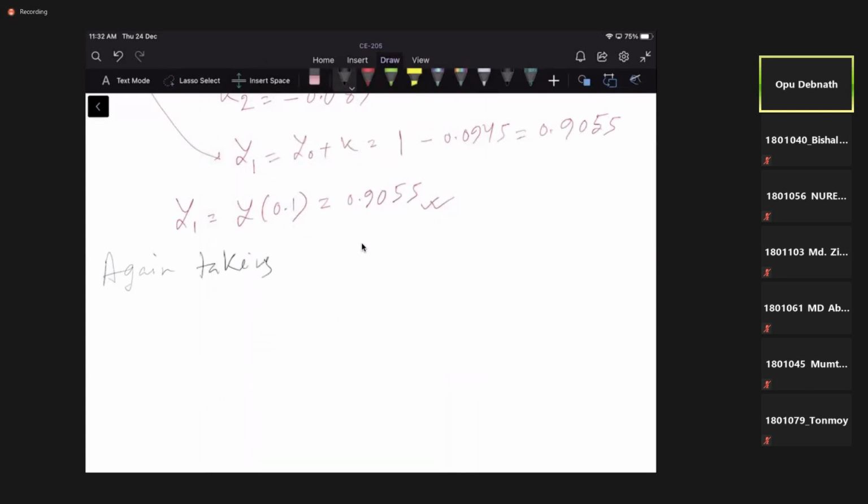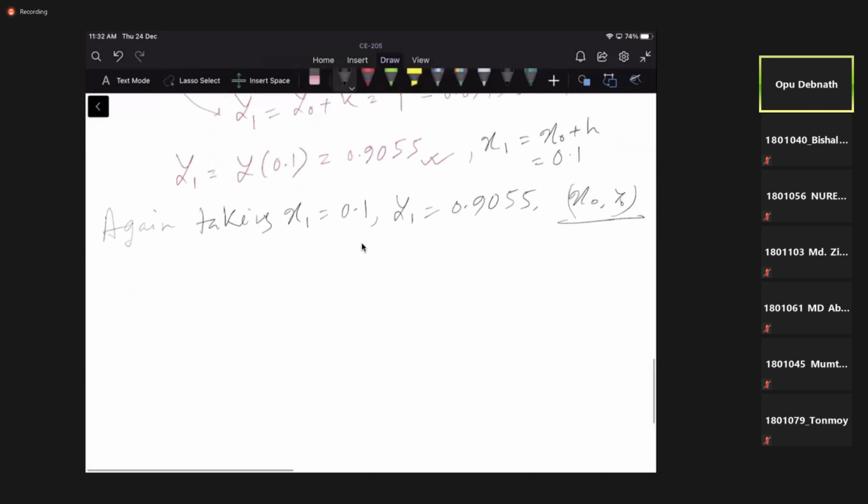If we again take x1, at this step y1 is 0.9055, and the corresponding x1 is equal to x0 plus h, that means 0.1. So again we start from x1 equal to 0.1 and y1 equal to 0.9055 in place of x0 y0. At this step we start from here, repeating the same process.